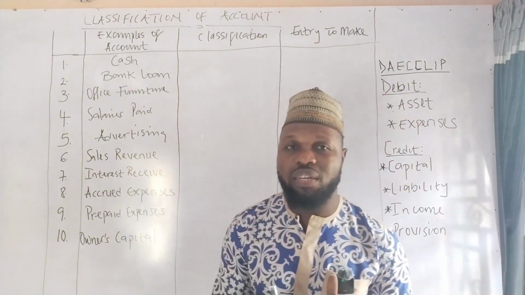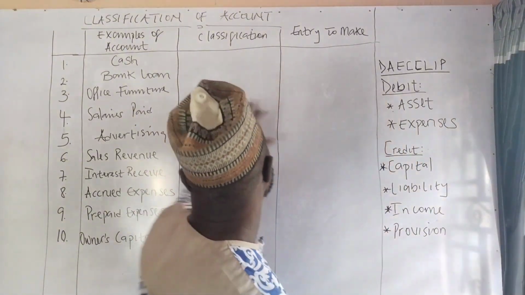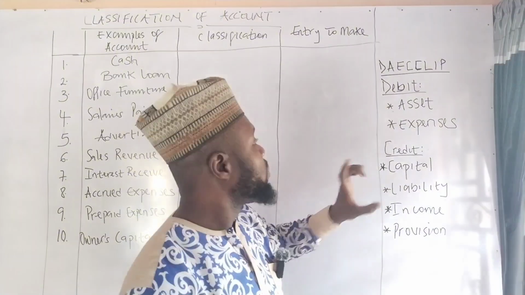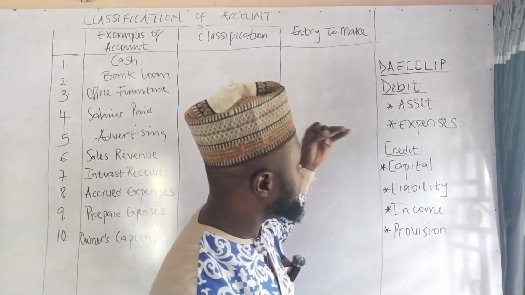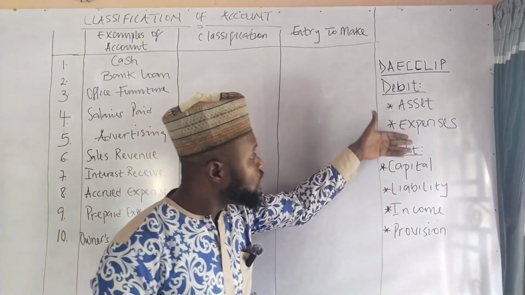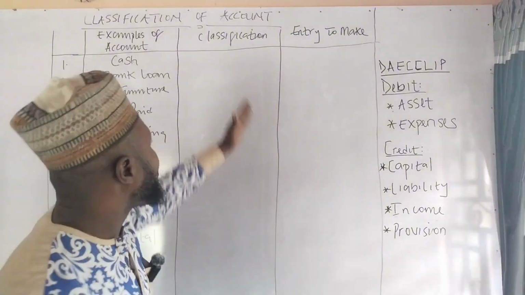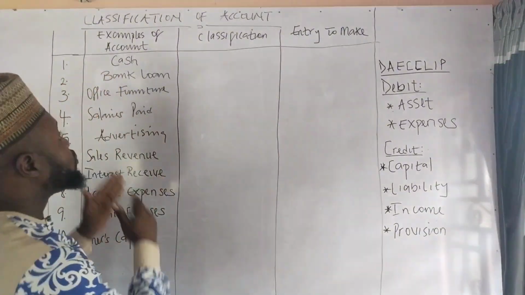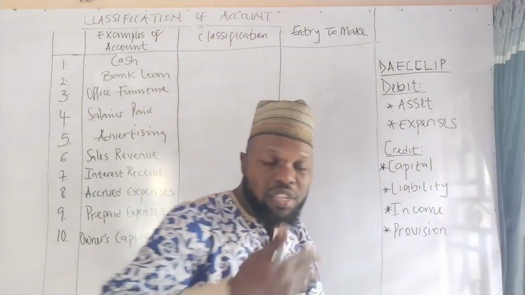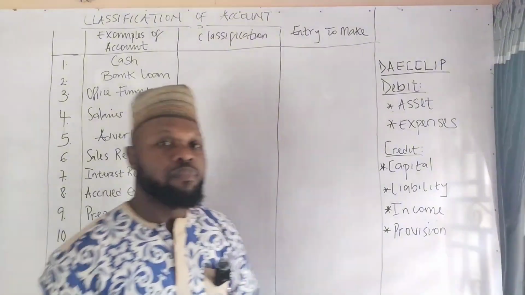First, I need us to know that before you can answer this question, you must be able to classify all these accounts under each of these categories, which I call assets, expenses, capital, liability, income, and provision. Without knowing all these, you won't be able to classify them. So once you are given a question to classify some particular set of accounts, you must know that they are telling you to classify those accounts under these categories.